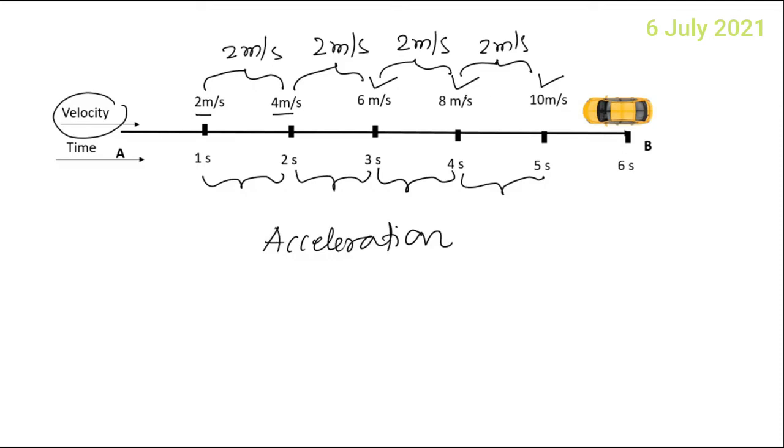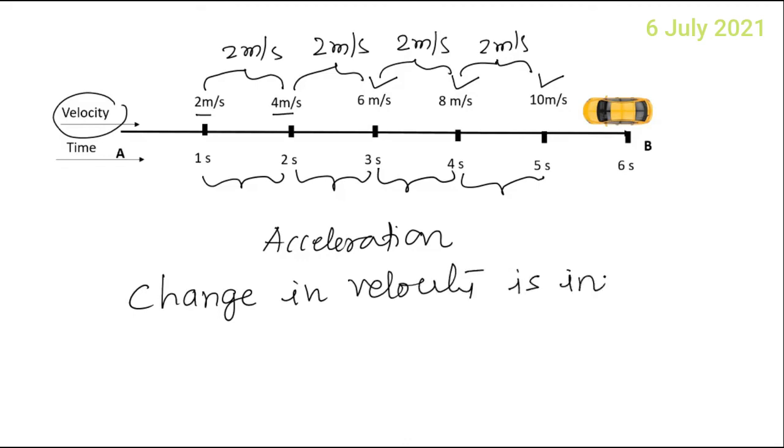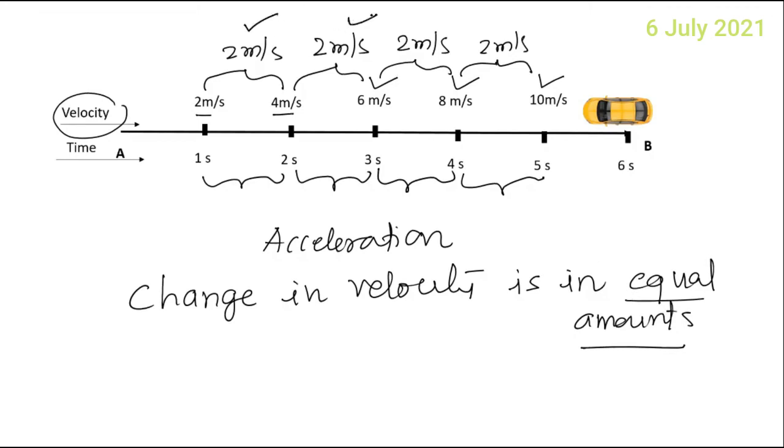Then how is this example different from the previous example? The difference is that here the change in velocity is in equal amount. Look at this, equal amount. I am writing here only. So this word is very important. Change in velocity is in equal amounts. And what is that amount here? In this case, it is 2 meter per second. Every time interval, it is 2 meter per second. Equal change in velocity, right?